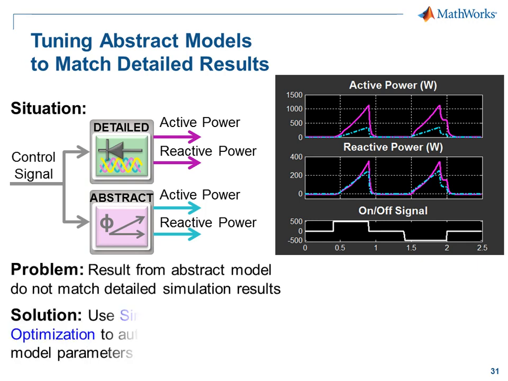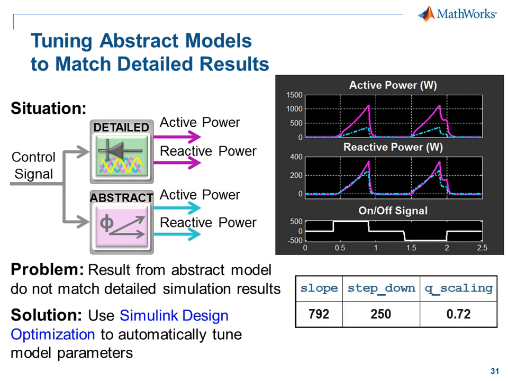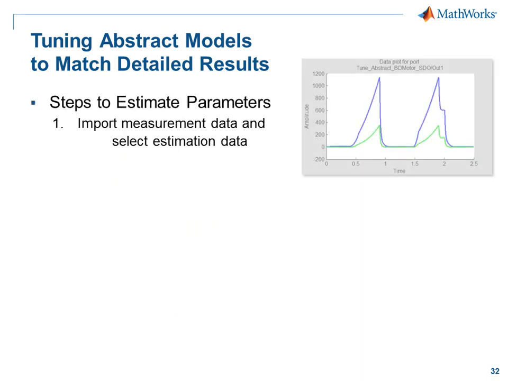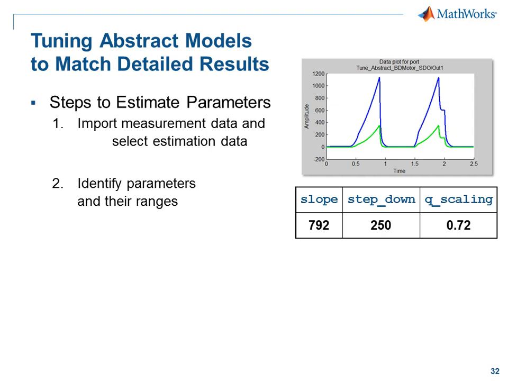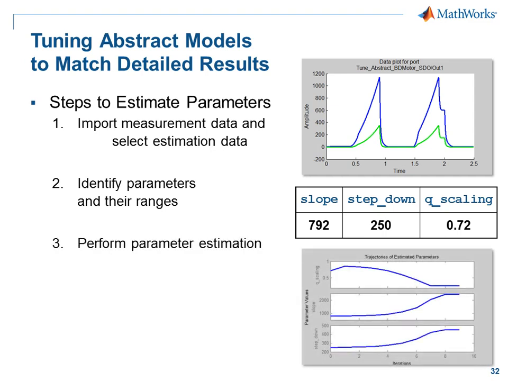What we're going to do is automatically tune the parameters in the abstract model until the results match. Simulink Design Optimization can automatically vary these parameters until the results from the abstract model match those from the detailed model. Here are the steps that we'll go through to tune these parameters. First, we'll import measurement data from the detailed model and select the data for the estimation. Next, we'll identify the parameters and their ranges. Then, we will perform the parameter estimation, where Simulink Design Optimization will tune these parameters until the results match. I'll now switch over to the model so you can see how this is done.